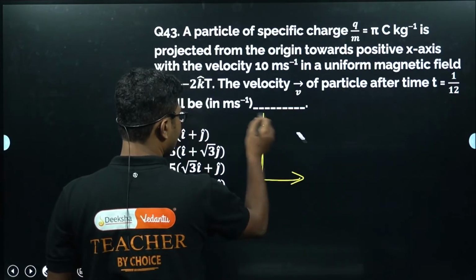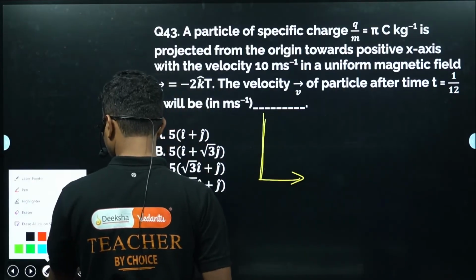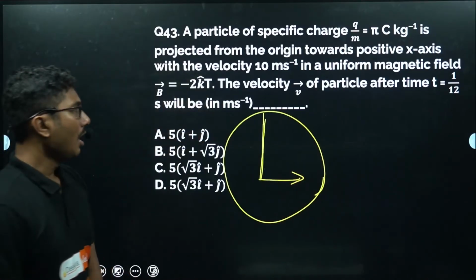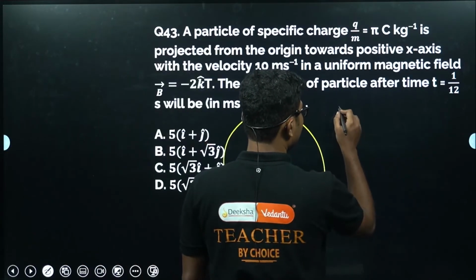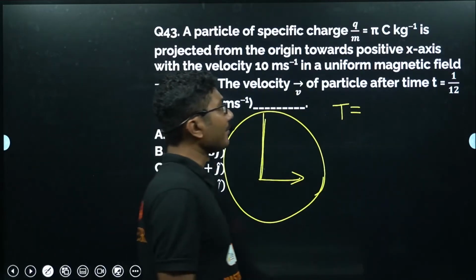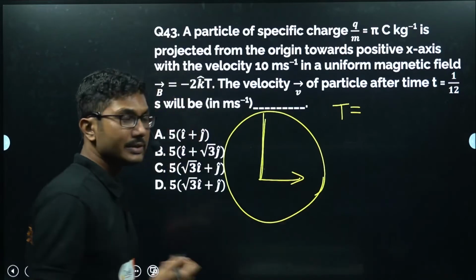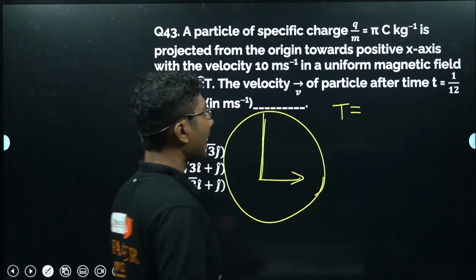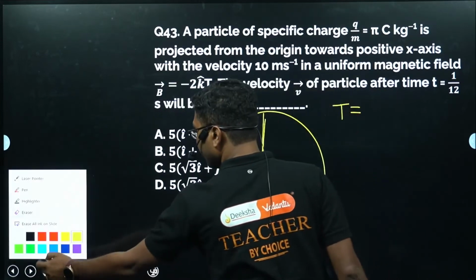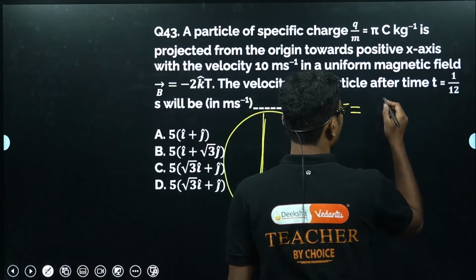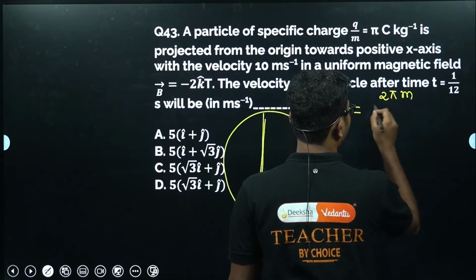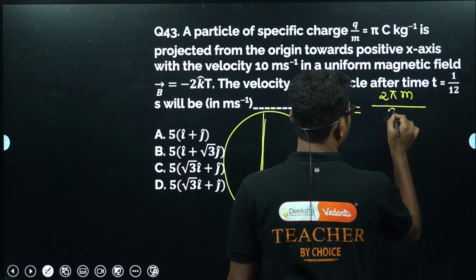It will complete a circle like this. Okay. So, in this case, what is the time period of the motion? You have to have the knowledge that when a particle is projected like this, it is moving in a circular motion, and the time period is given by 2 pi m by q times B.